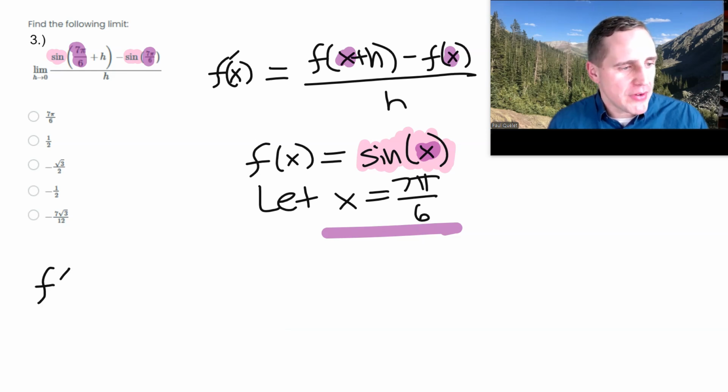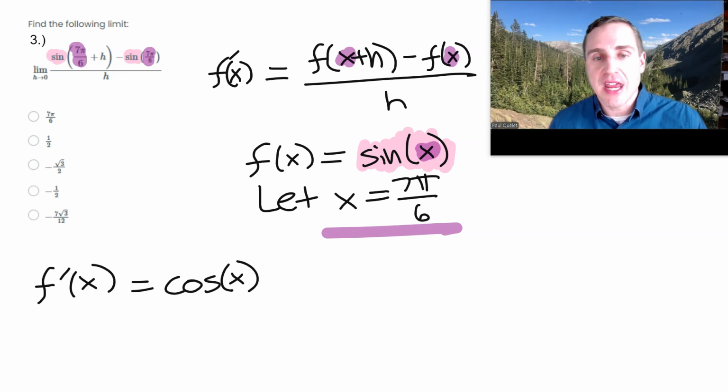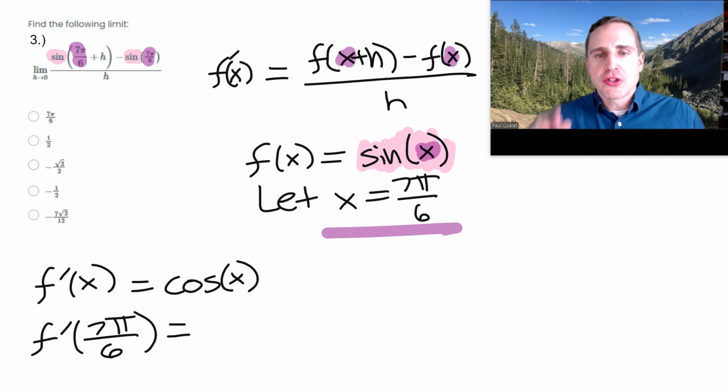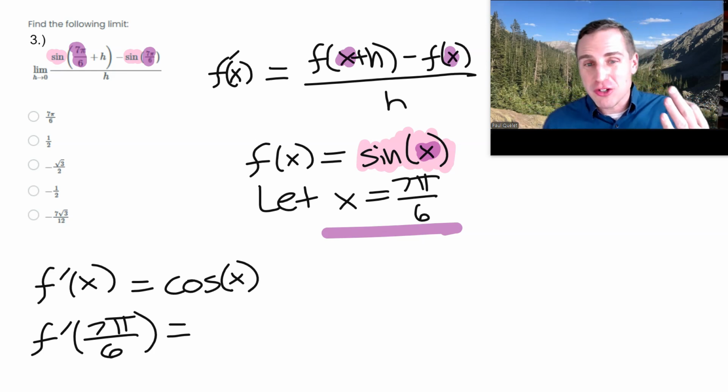So what is the derivative of sine x? Well, that's exactly going to be cosine x. Hopefully you know that. That's a standard, well-known derivative from your tables and from your derivative sheet. And then let us plug in 7 pi over 6. Now hopefully you remember this from a unit circle. So 7 pi over 6 I think is down in quadrant 3. It's got a reference angle of pi over 6, which is like 30 degrees.